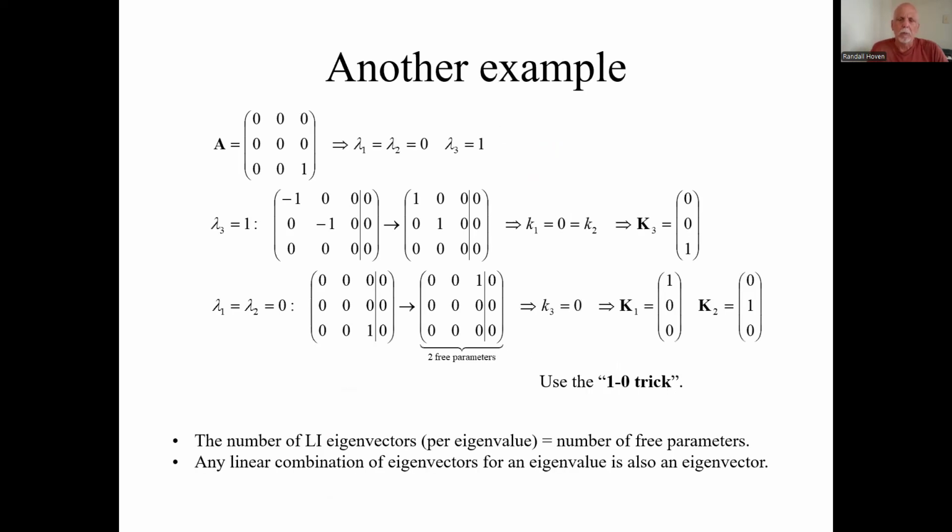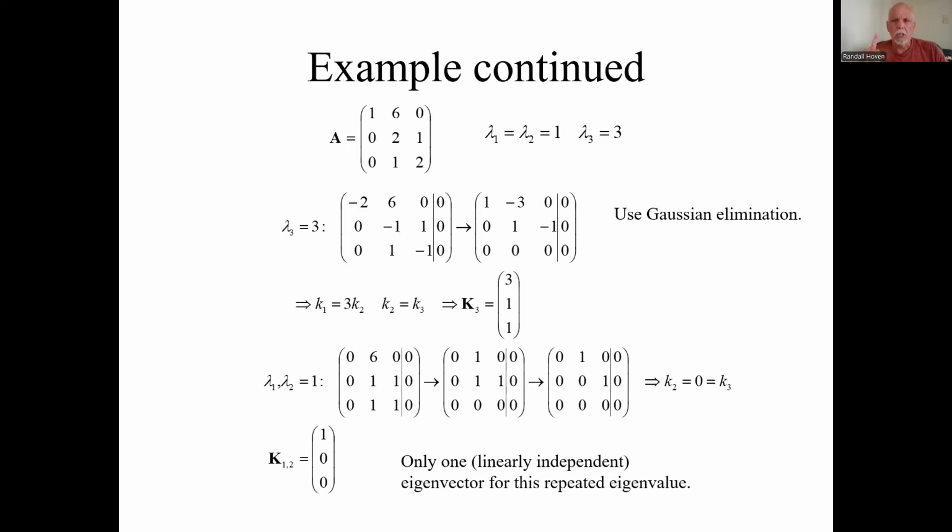That's the bottom line. Let me stop right there. So we did one example of a repeated eigenvalue. It's repeated twice, and we only got one eigenvector corresponding to that repeated eigenvalue. We'll do other cases in another video.